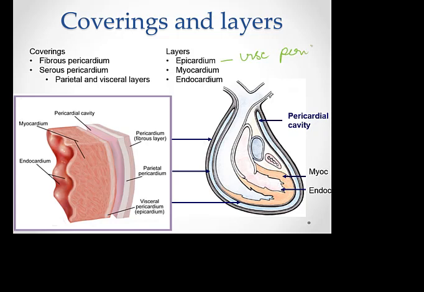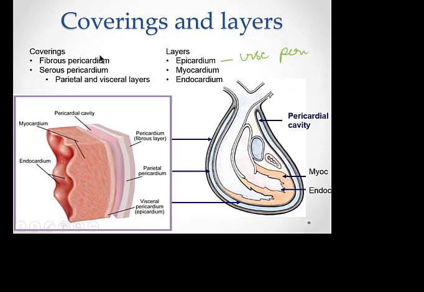Okay, so the epicardium or visceral layer forms the outermost layer of the heart itself. The middle layer is made up of cardiac muscle, so it's called myocardium, myo going for muscle. And then the innermost layer of the heart is endocardium. So these are the layers of the heart. These are the coverings of the heart.